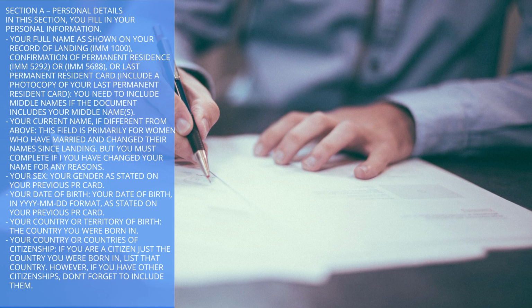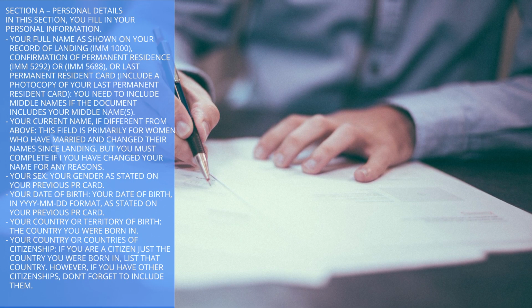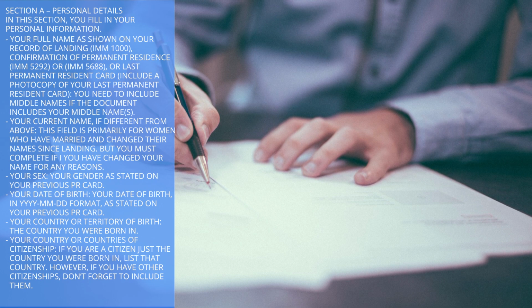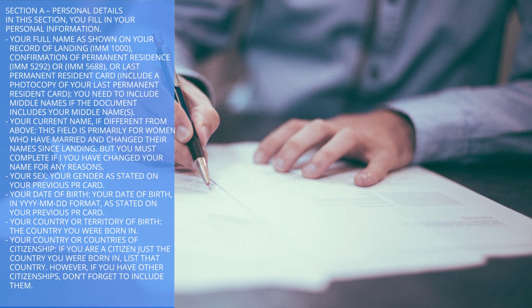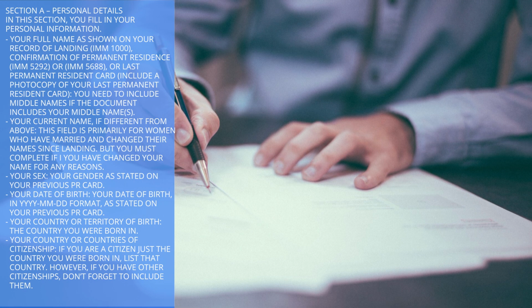2. Your current name, if different from above. This field is primarily for women who have married and changed their name since landing, but you must complete it if you have changed your name for any reason. 3. Your sex, your gender as stated on your previous PR card. 4. Your date of birth. Your date of birth in year, month, day format, as stated on your previous PR card. 5. Your country or territory of birth. The country you were born in.